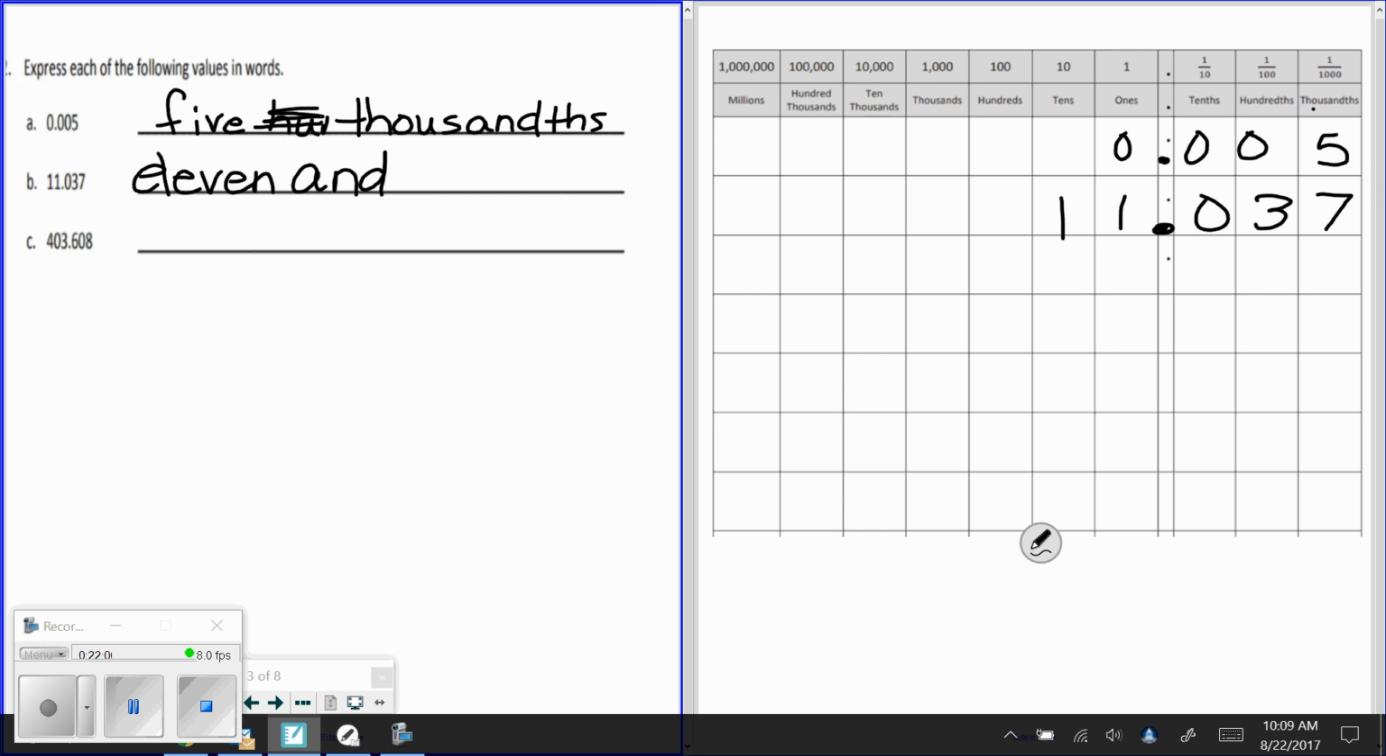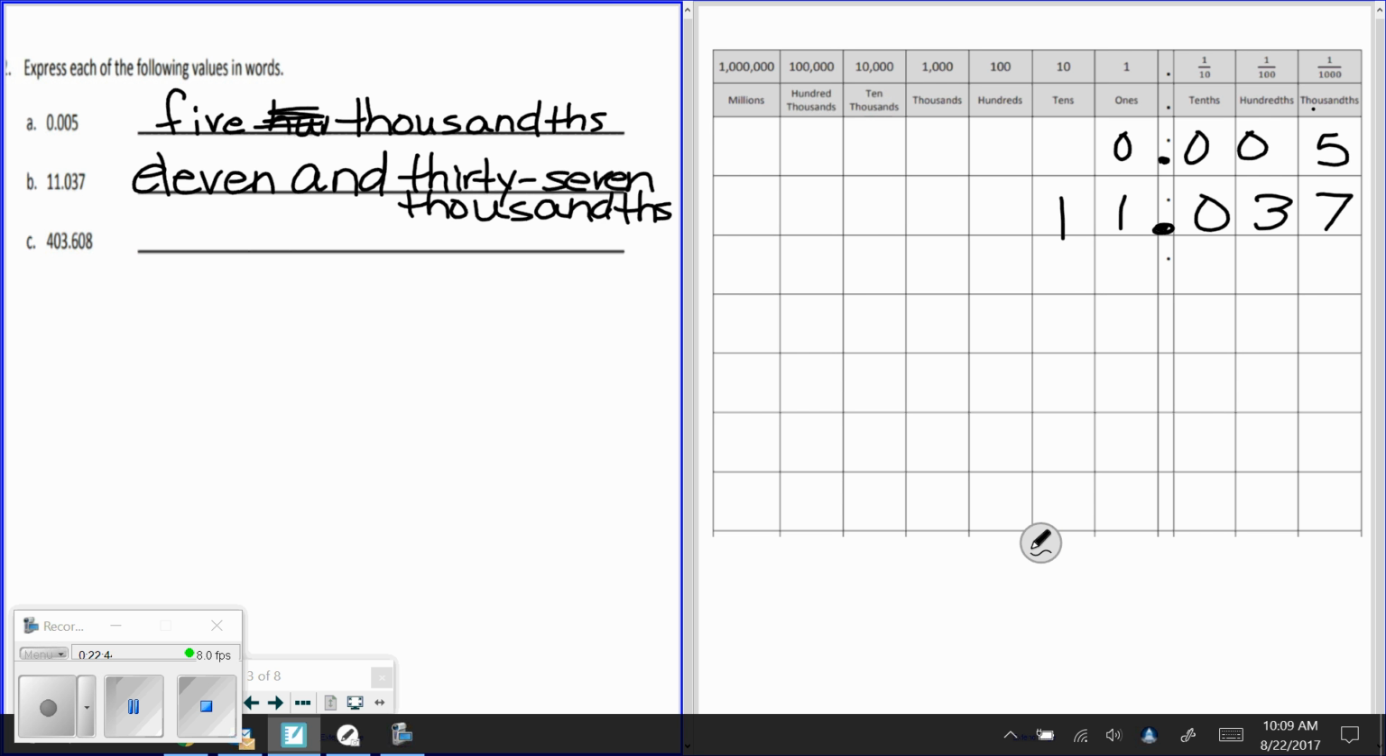So then you've got 37. You just look back here and you go, oh, that's 37. Then it's 37 what? You go to the 7, you look up, thousandths. So it's 11 and, because you have the decimal, 37. It takes the name of the very last digit, and you look up, thousandths. That's how you put it in word form.